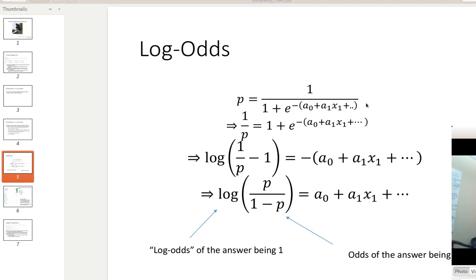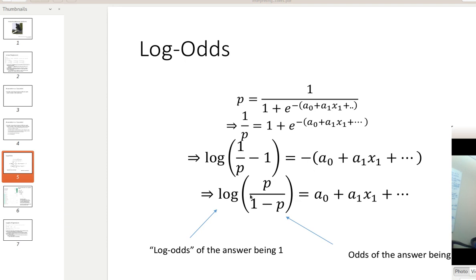So we can do a little bit of math. 1 over p is 1 over this, and then subtract 1, take the log. So the log of 1 over p minus 1 is this. 1 over p minus 1 works out actually to (1 minus p) over p. Because of how logarithms work, log of a to the minus 1 is just minus log of a, and a to the minus 1 is 1 over a. So this is minus this.